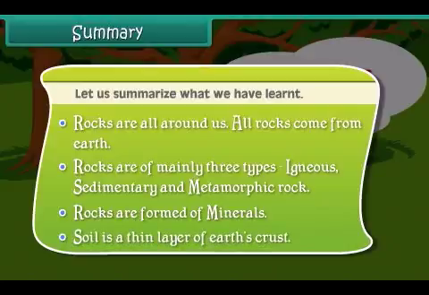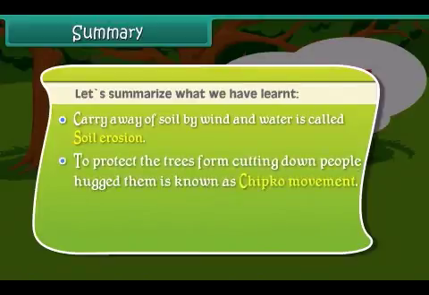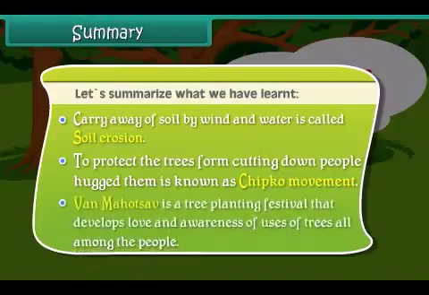Soil is a thin layer of earth's crust. Carrying away of soil by wind and water is called soil erosion. To protect the trees from being felled, people hugged them, and this movement is known as the Chipko movement. Van Mahotsav is a tree planting festival that develops love and awareness of uses of trees among the people.